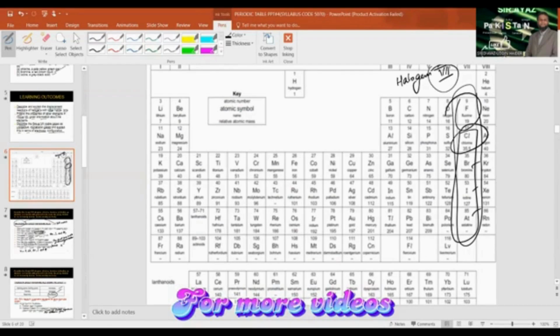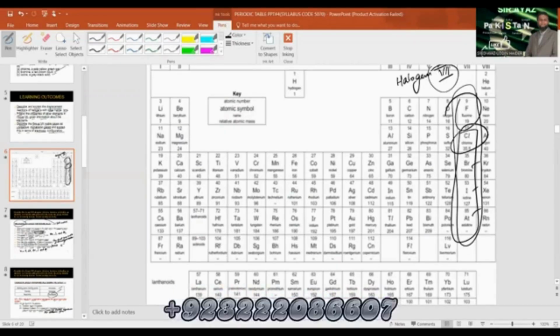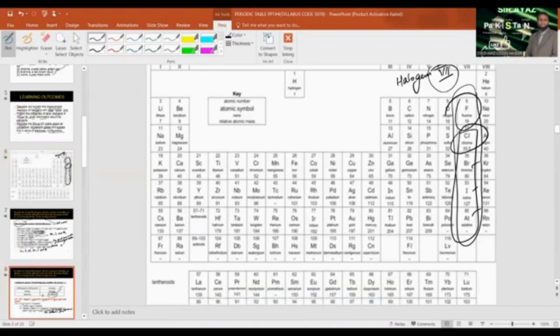In the same way, you can predict the reactive behavior of bromine and iodine. What do you think about iodine? Will it be more reactive than bromine or less reactive? Explain.